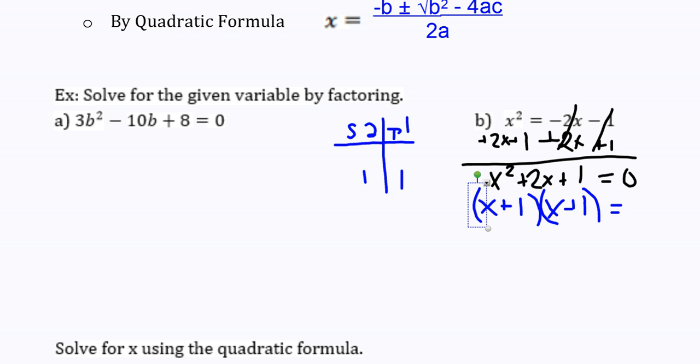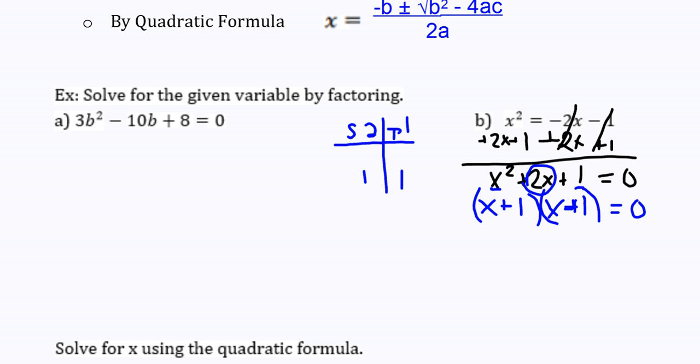If you notice, this actually was also one of those special products. The x squared plus 2x plus 1 is a perfect square in the first and last terms, and the middle term is twice the product of those two square roots. So we could have used a special product there.